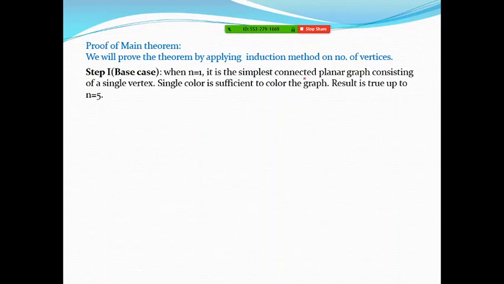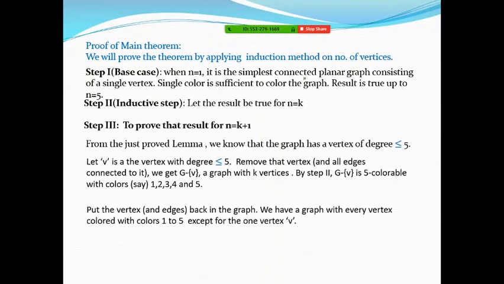So step number 1, base case. We have proved that this result is true for n less than or equal to 5. No doubt we are writing n equal to 1, but all are trivially true. Then step number 2. What is step number 2? In the induction process, we assume that the result is true for n equal to k. And finally, in step number 3, we show that the result is true for n equal to k plus 1.